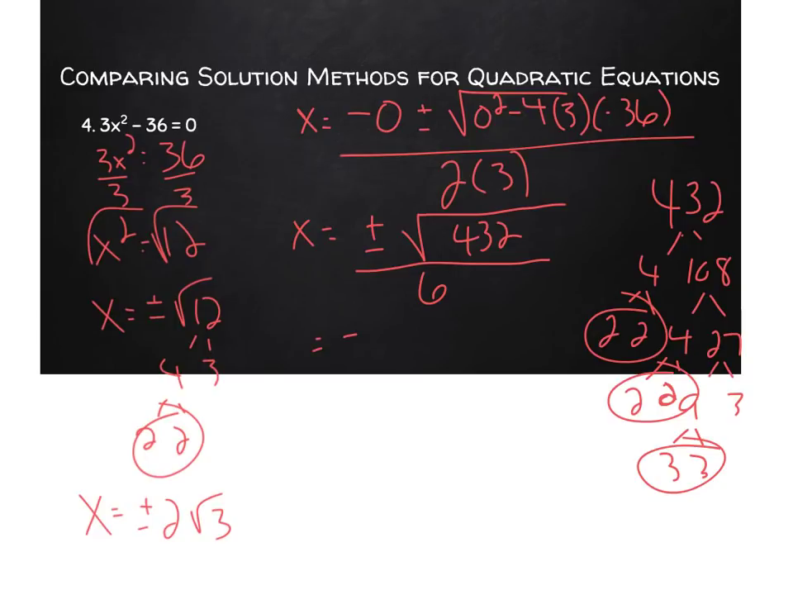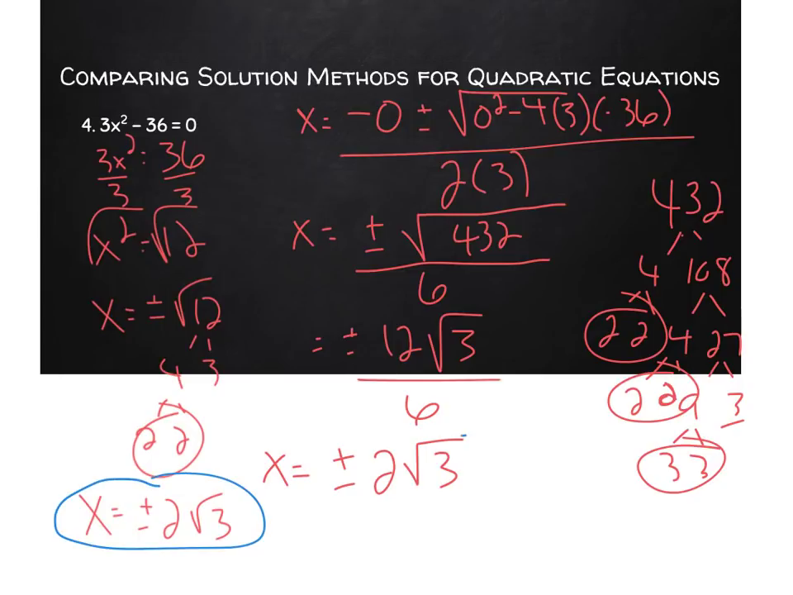So this becomes plus or minus 12 square root of 3, all divided by 6. 12 divided by 6 is 2, and then we're left with root 3. So as you can see, once again, 2 different ways to solve, but exact same result. In this case, square rooting is a lot shorter and simpler than quadratic formula, but once again, our trusty old quadratic formula works.